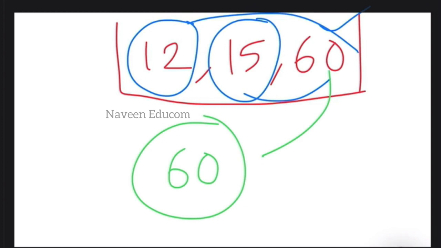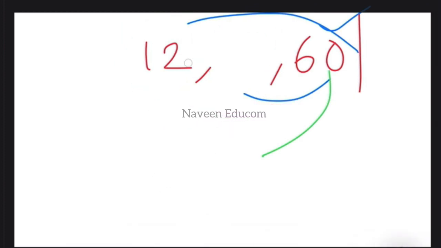We have explained it in the case of the first question, but there were only 2 digits. Here there are 3 digits. That's why we have taken this example. So 60 is the LCM. So it is that simple as it is.